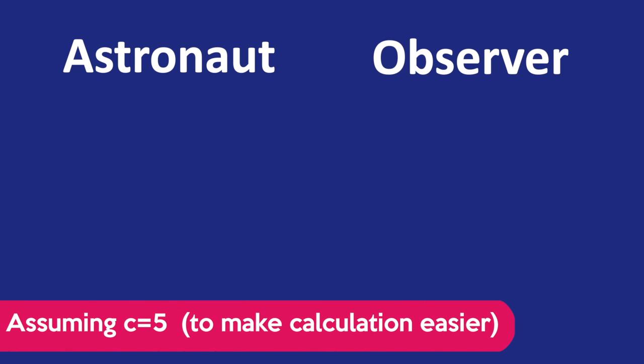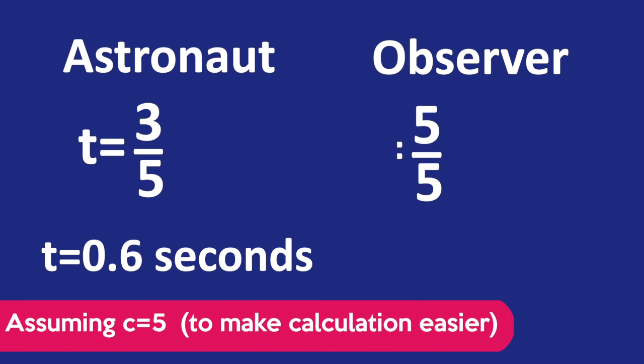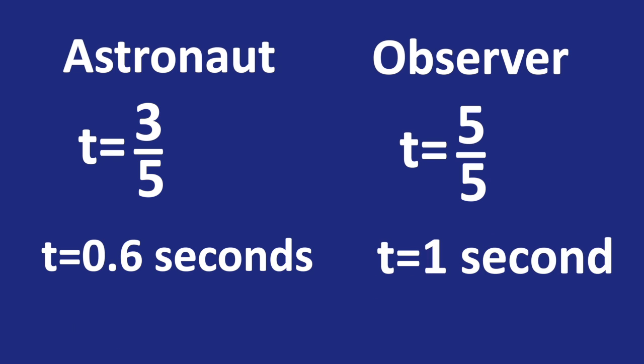So let's put a simple number for the speed of light just to see the difference. Okay, let's put 5 for the speed of light. That means for every second that has passed for the observer, only 0.6 seconds has passed for the astronaut in the spaceship. And there you go, time dilation.